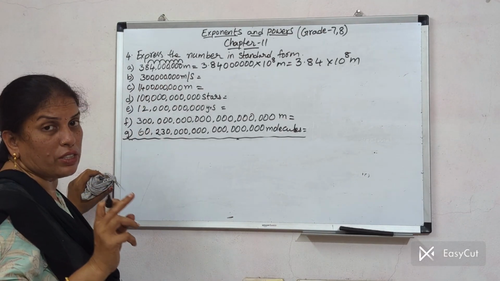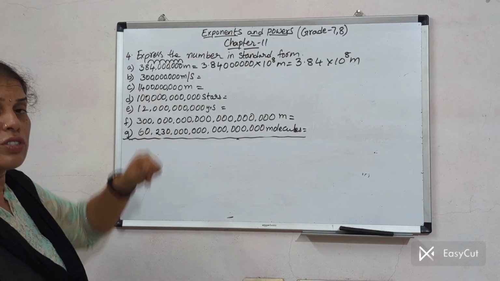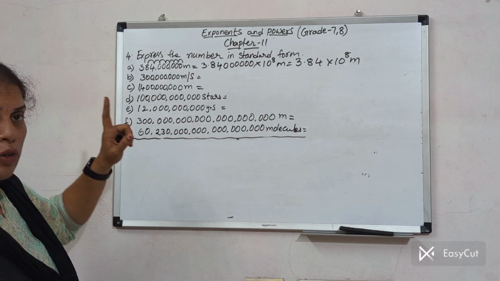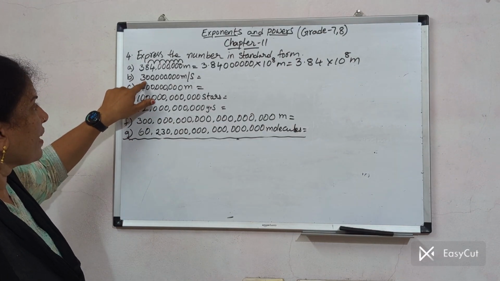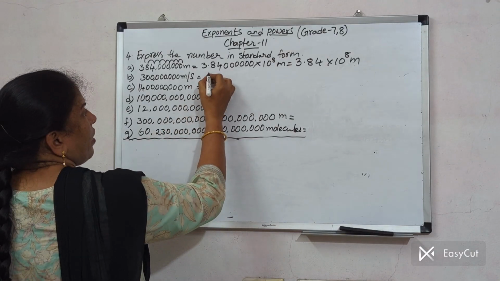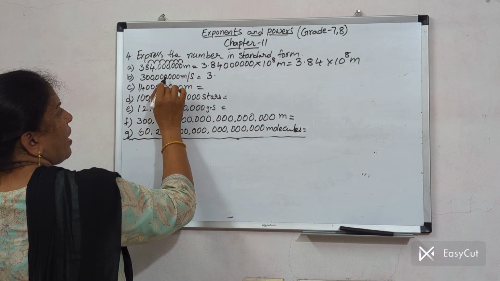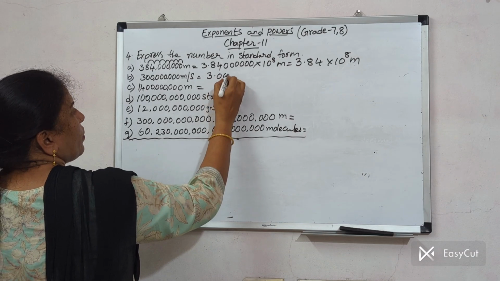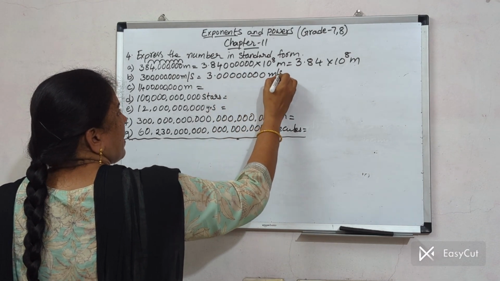Okay? Now, next question. See here, this is the question. They asked to change into standard form. What should I do? Before the point, one digit must be there. I am keeping the point after 3. How many zeros are there? 1, 2, 3, 4, 5, 6, 7, 8 meters per second.